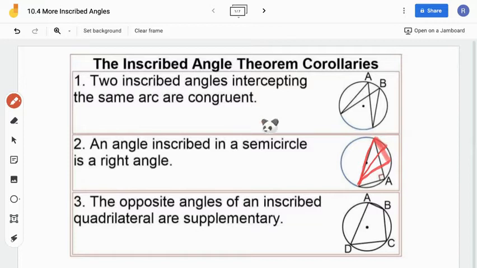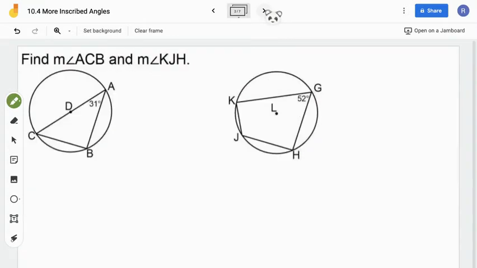Okay, and then opposite angles of an inscribed quadrilateral are supplementary. So this angle and this angle have to be supplementary, right? If they are taking 2 different parts of that circle all the way around, they're going to be supplementary to each other. And likewise, these 2 angles are going to be supplementary. Okay, so these are those corollaries.